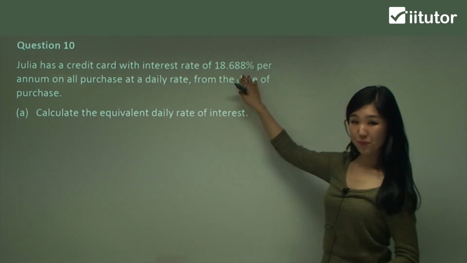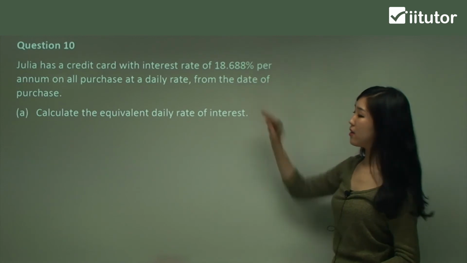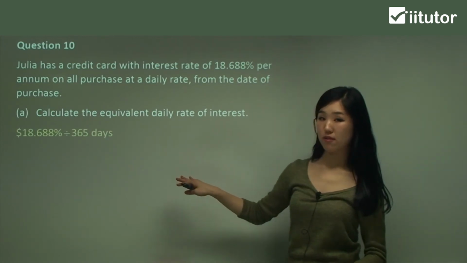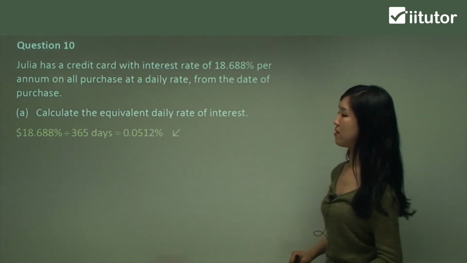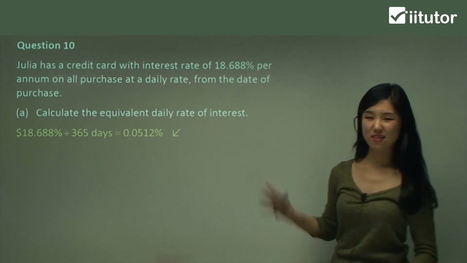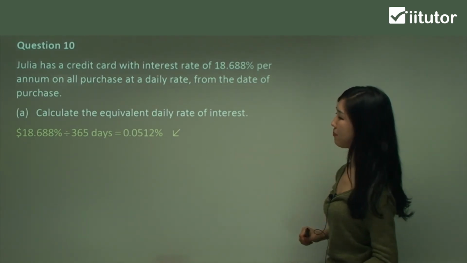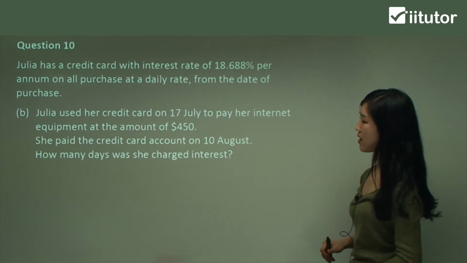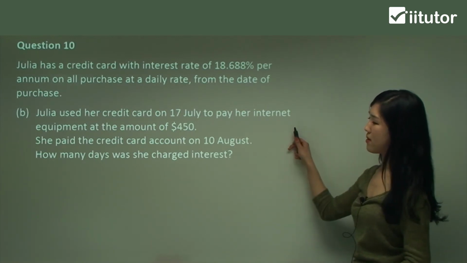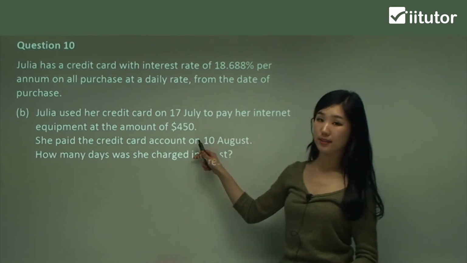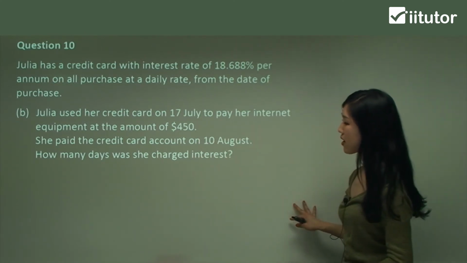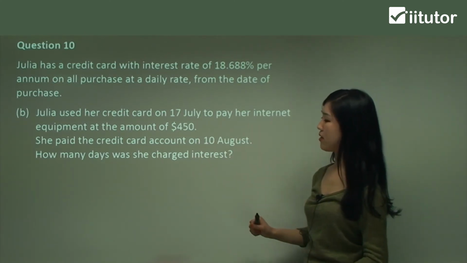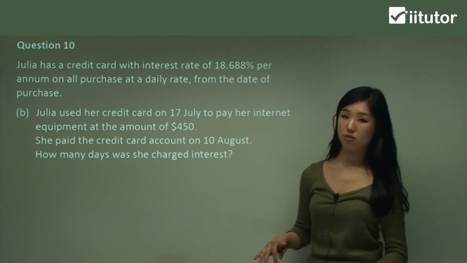What are we going to do? This is the per annum interest rate, so we should simply divide it by 365 to get the daily rate. Just simply going to be that. Okay, so these parts are going to be easy. Now part B. Julia used her credit card on 17th of July to pay for her equipment at the amount of $450. She paid the credit card account on 10th of August. How many days was she charged interest?